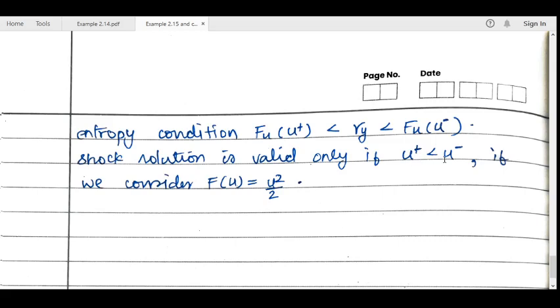So we stop our theory here on shocks, wave solutions and conservation laws. It is a little bit tough topic, but you study whatever is discussed in your notes.